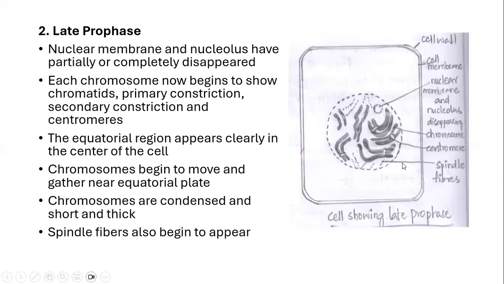Each chromosome now begins to show two chromatids, a primary constriction, a secondary constriction, and centromeres are also present. The equatorial region begins to be clearly visible in the center of the cell. The chromosomes begin to move or gather near the equatorial plate. The chromosomes are condensed, short and thick, and the spindle fiber also begins forming during late prophase.